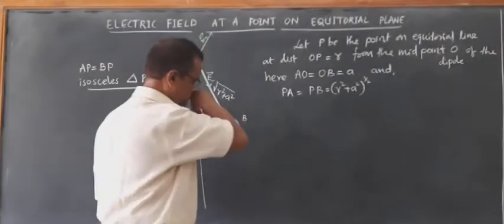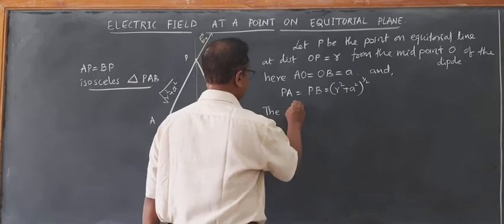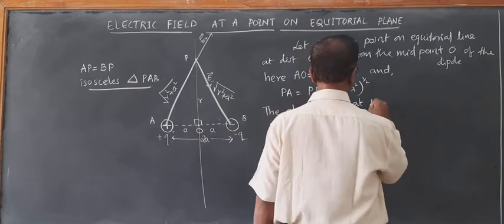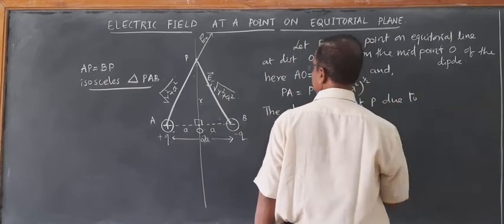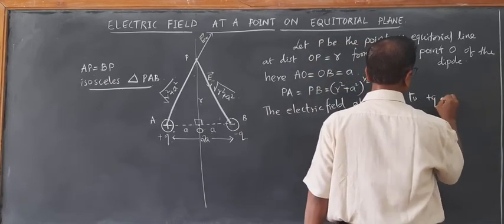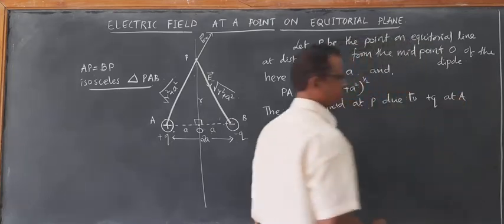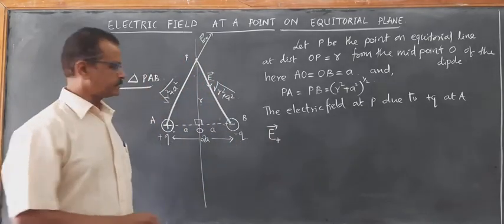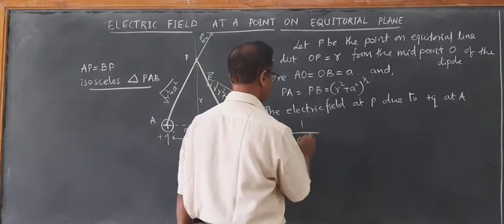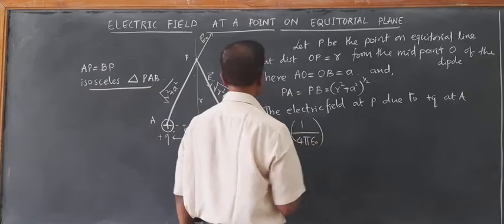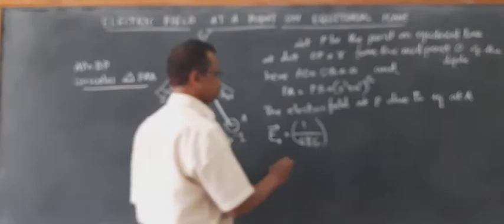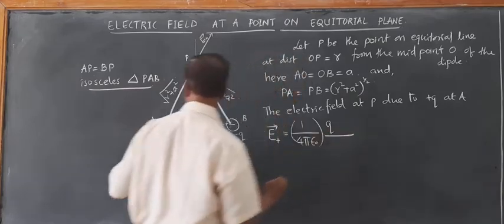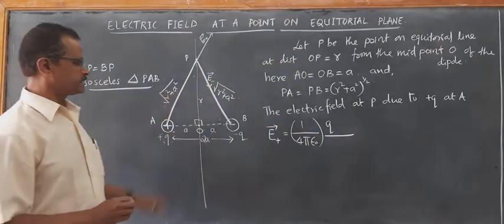So we write here the electric field at P due to the plus Q charge at A. E plus vector is equal to 1 upon 4 pi epsilon naught into the source charge, which is plus Q, upon the square of the distance. The square of the distance becomes r square plus a square.